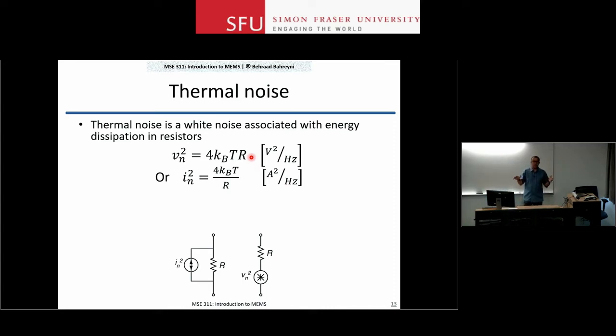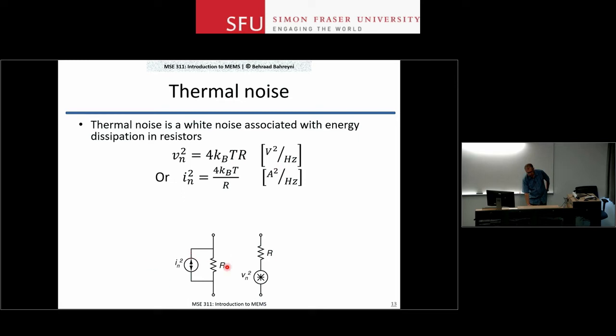The only way to reduce this noise is to reduce the temperature. If you have to deal with a 1 megohm resistor, your only way of reducing noise is to make the temperature close to 0 Kelvin, which obviously is neither easy nor cheap. So this is the power spectral density, volts squared per hertz.